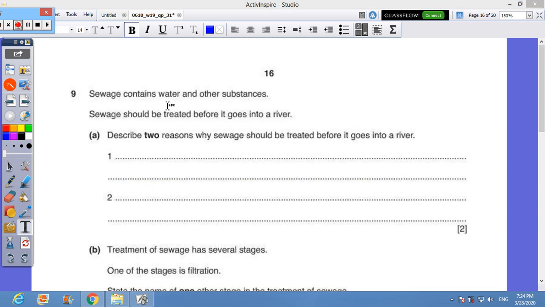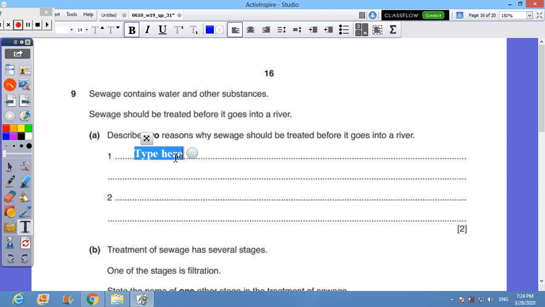My dear students, welcome back, and we are doing now question 9, which is the last question. Sewage contains water and other substances. Sewage should be treated before it goes into a river. Describe 2 reasons why sewage should be treated before it goes into a river. You can picture the steps of sewage treatment, and you can come up with many answers.